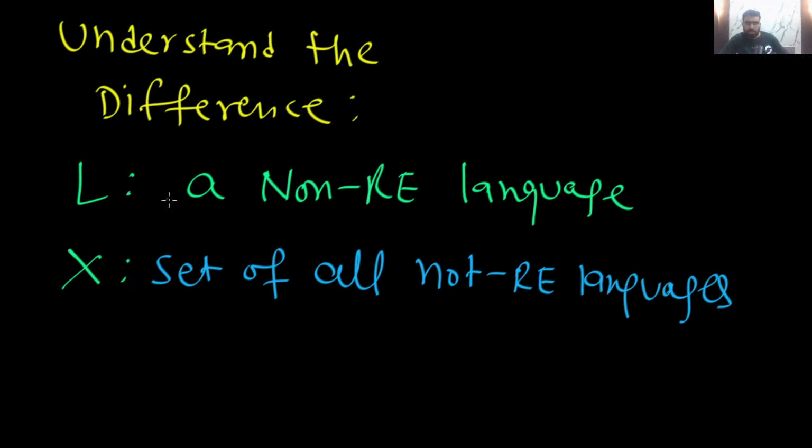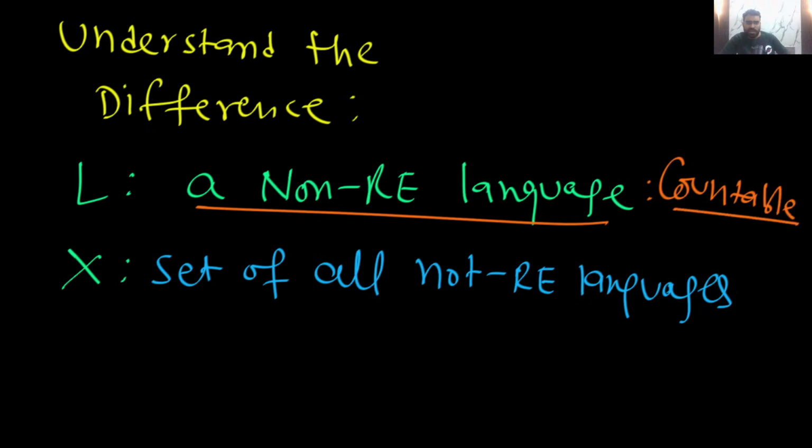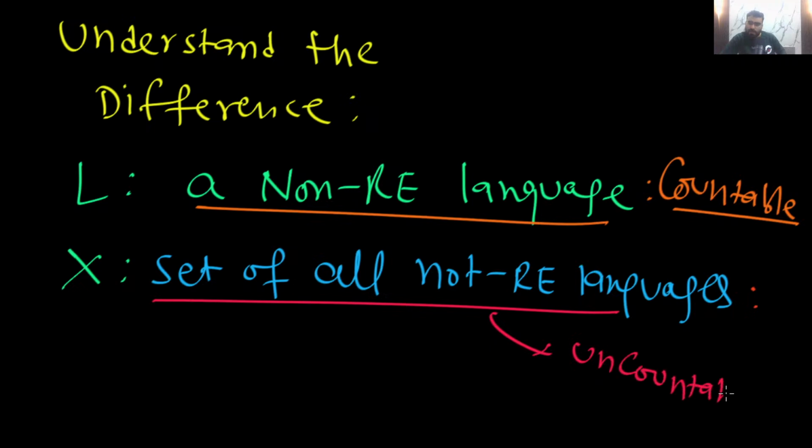Okay. So please notice that every language is countable. Every language is countable because every language is a subset of sigma star. Sigma star is countable, and a subset of a countable set is countable. So you can see every language is countable. But the set of not RE languages is uncountable. Okay, is this clear?